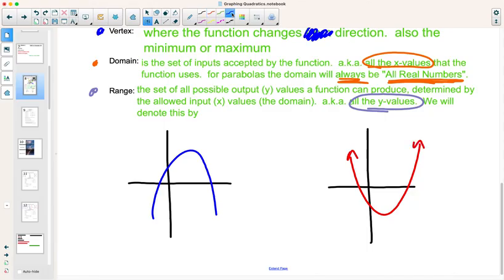I'm going to have one that looks like this, and one that looks like this, something like that. Now, for the range, let's say this vertex here is at (3, 5). That's at (3, 5).